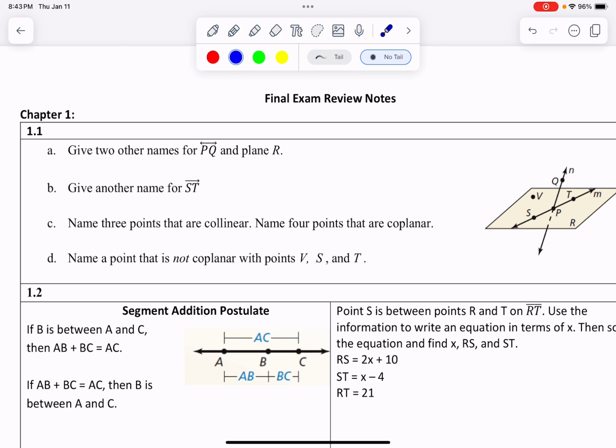So if we take a look at PQ here, I can switch the letters and call it line QP. Or we can use the little letter up at the top, and we can also call it line N. For plane R, we can use any 3 points that don't line up in a line. So VSP or VST would be two names for plane R.